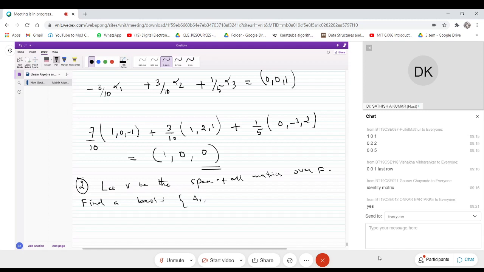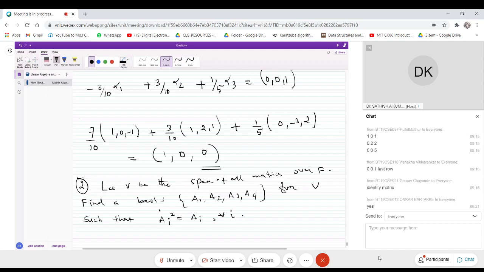Find a basis A1, A2, A3, A4 for V such that Ai square is equal to Ai for each i. See, let V be the space of all matrices over F, and find a basis A1, A2, A3, A4 for V such that Ai square is equal to Ai.